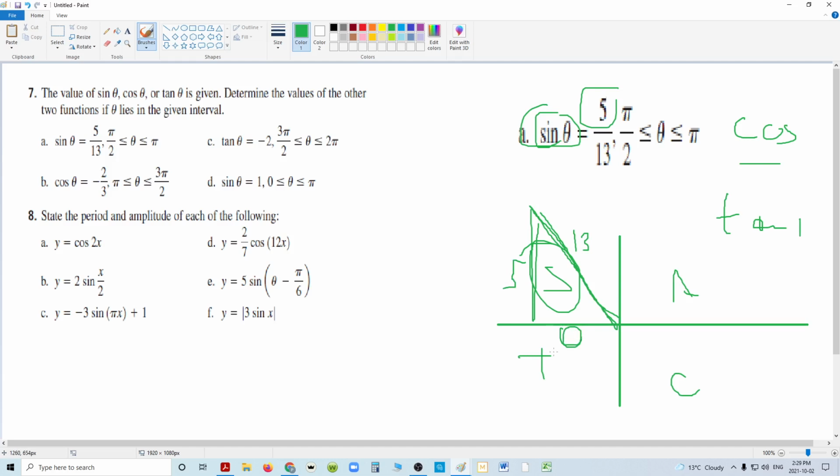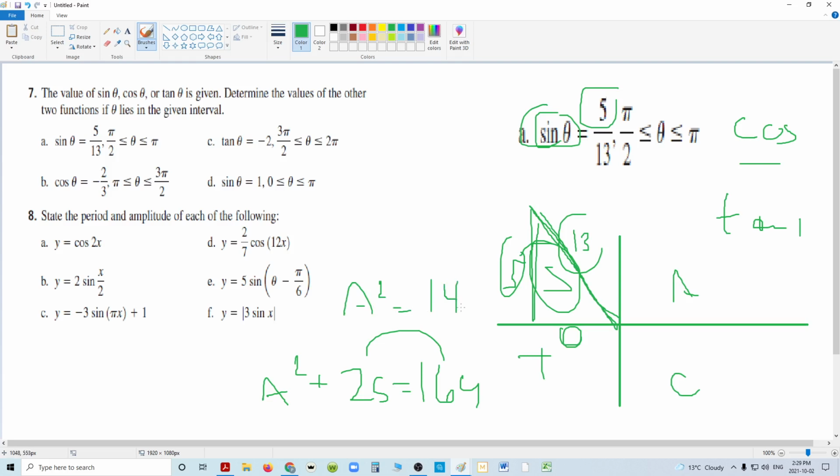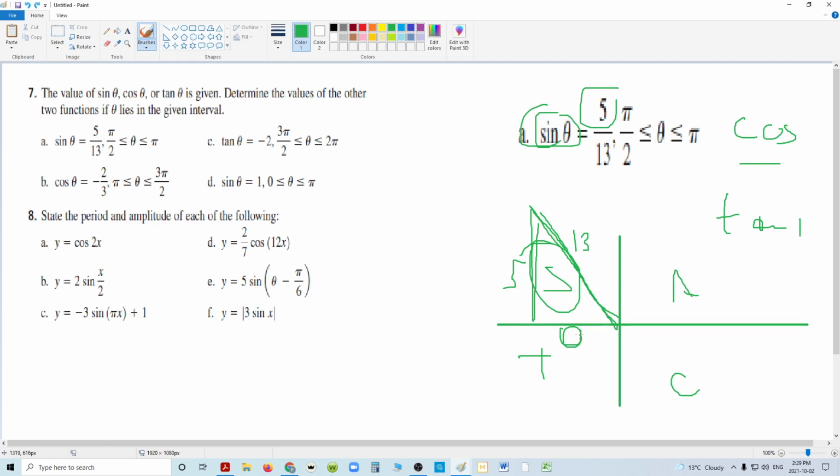I just need to figure out what's my adjacent. Well, thanks to Pythagoras' theorem, I know that my adjacent squared plus my opposite squared is going to be equal to my hypotenuse squared. I can bring this over, and I get a squared is equal to 144. And I can quickly see that my adjacent is 12. And just keep in mind it's minus 12 if you want, because we're on this side of the x chart, and that'll help you figure out the signs over here.